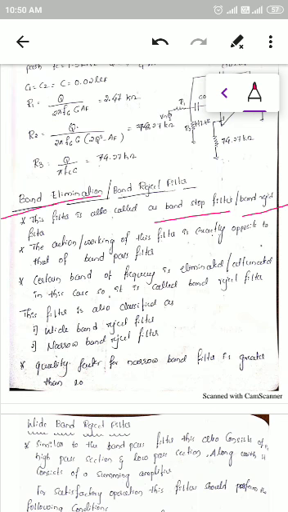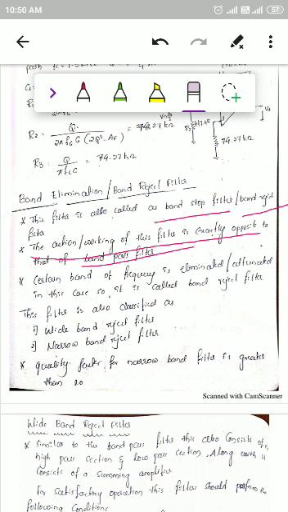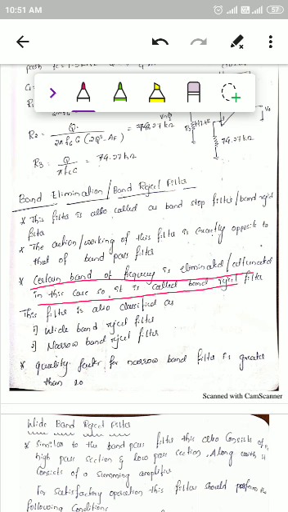The operation of this filter is exactly opposite to that of band pass filters. In band pass filters, a certain band of frequencies between FL and FH is passed from input to output, whereas in this case a certain band of frequencies between FL and FH is rejected, eliminated or attenuated. That is why it is a band reject filter. The working principle is exactly opposite to that of the band pass filter.